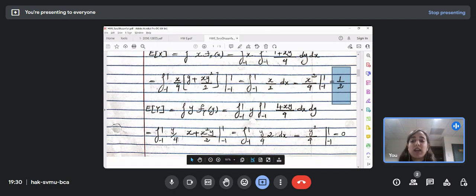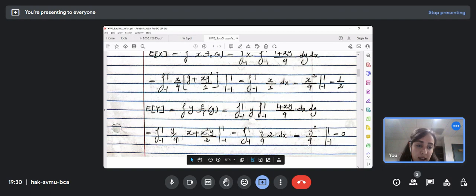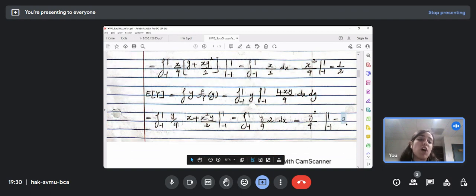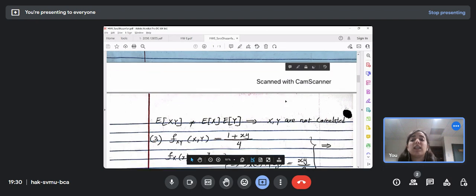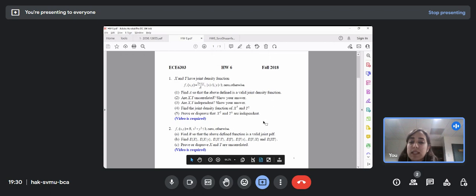So let's calculate the last term, which is the expected value of y. Again, we don't have the marginal distribution for y, so we're going to first calculate f of y, which is the integral of f of x and y with respect to x. And then after doing some calculations, we will get 0. So obviously, E of xy is not equal to E of x times E of y, so x and y are correlated.